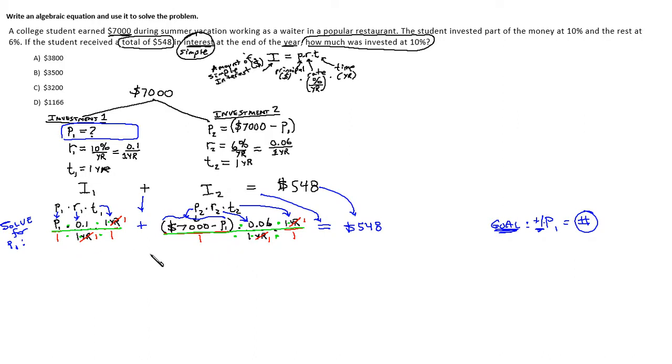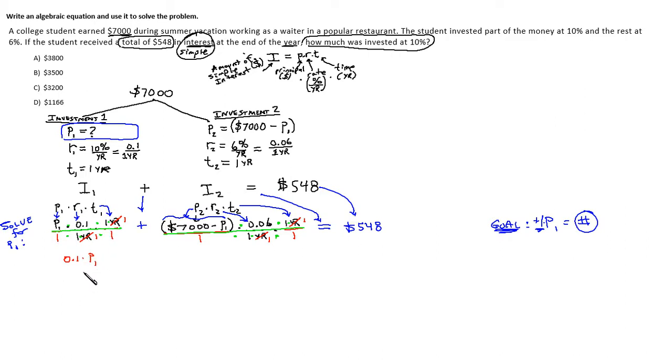So what we have left is 0.1 times P1. If I just use the commutative property of multiplication, 0.1 times P1, everything else is a 1.